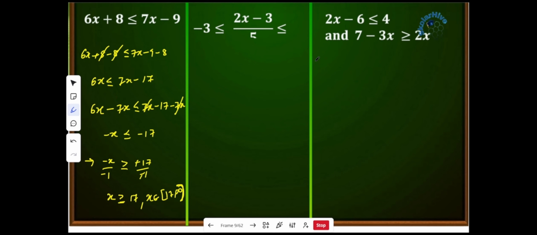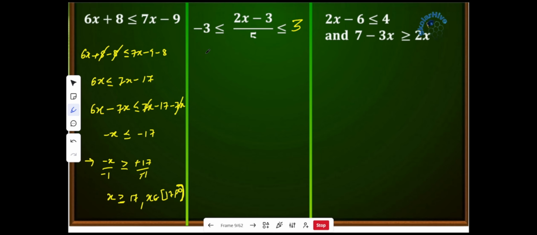Now, in this question we are given minus 3 less than or equal to 2x minus 3 by 5, and on the right side, let's say this is 3. We want to solve this inequality, but here we have two inequalities. Minus 3 is less than or equal to 2x minus 3 by 5, and this 2x minus 3 by 5 is less than or equal to 3.